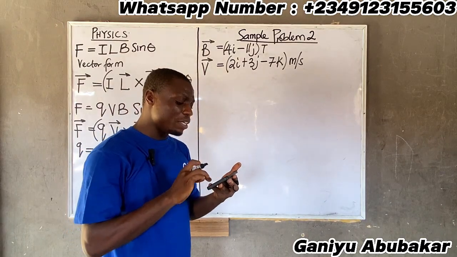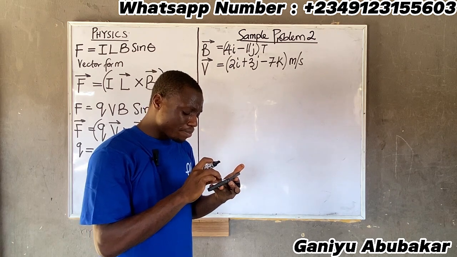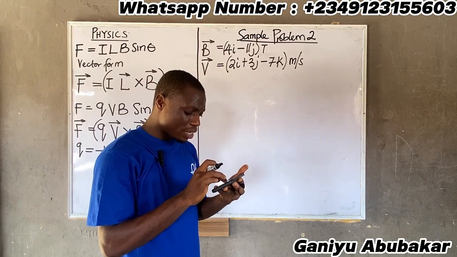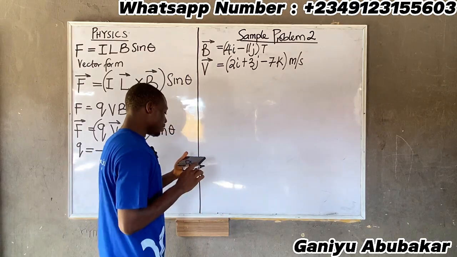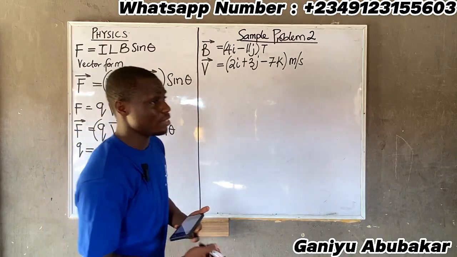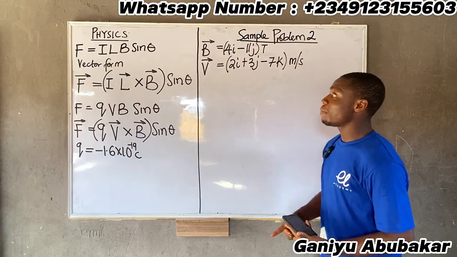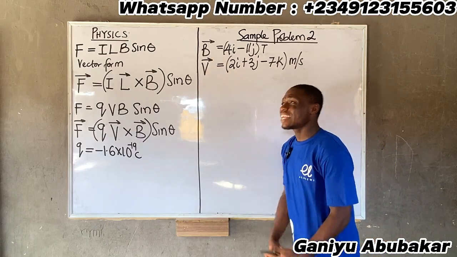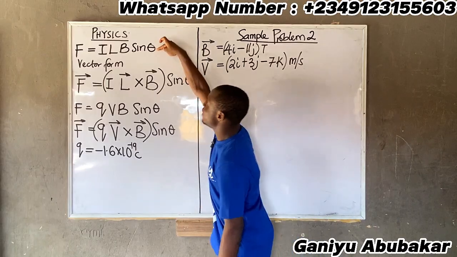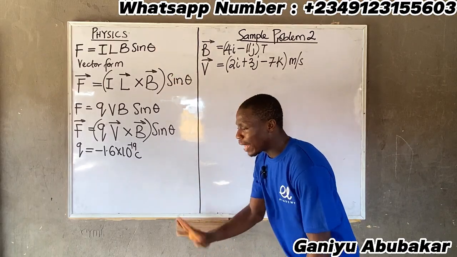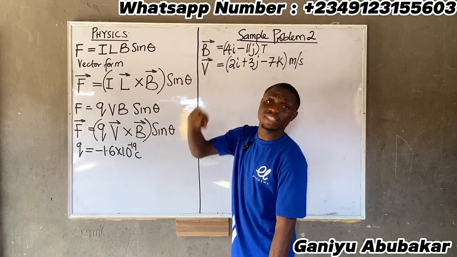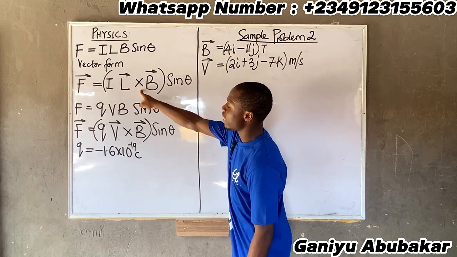Moving on, if you check properly, that's the only two I'm given. I'm just given B and V. It is clear this is in vector form. So it means this and this cannot be applicable in this case. It's fine. But I'm left with what? Two formulas that can apply here, this one and this one.